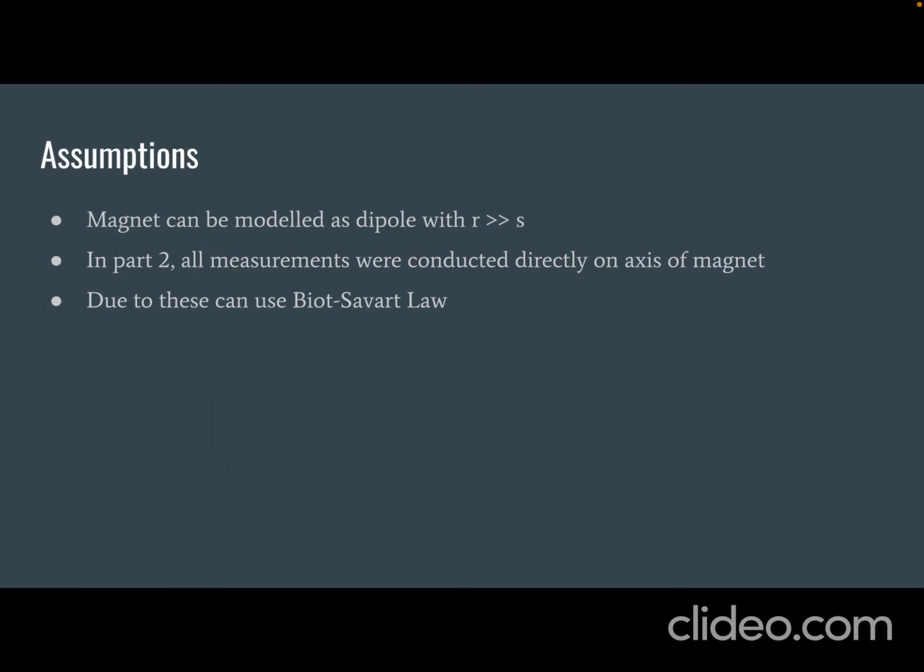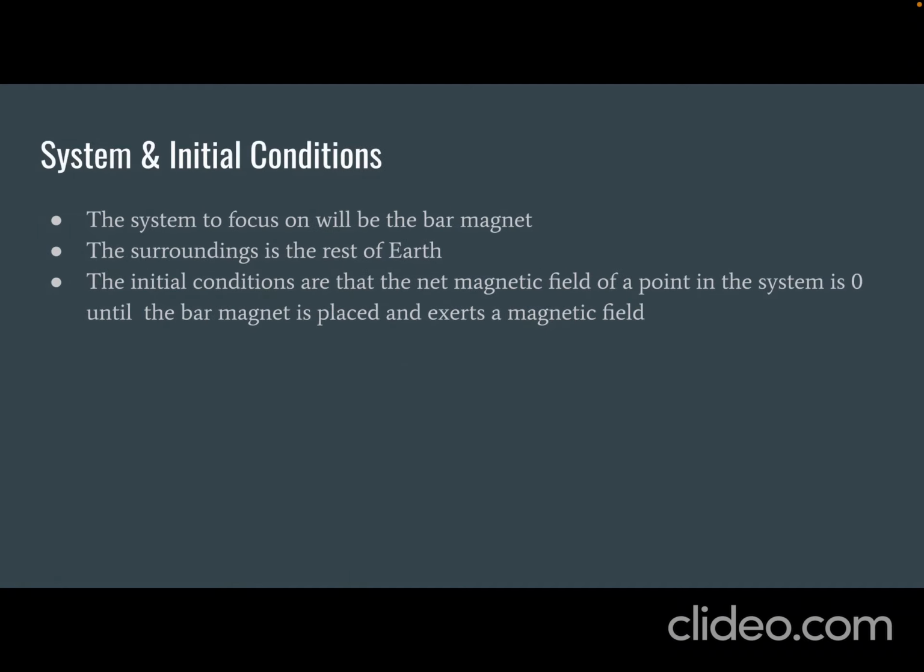And in part two, we also assumed that all measurements were conducted directly on the axis of the magnet, which is what we thought we did, but obviously there probably was a little bit of deviation, just as natural experimental error. And because of this, we could use the Biot-Savart law and also the magnetic dipole approximation for on axis. So the system will focus on only the ball magnet inside the rest of the Earth, and the initial condition is that the net magnetic field at a point in the system is zero until the ball magnet is placed and exerts a magnetic field, so ignoring any other sources of magnetic fields.